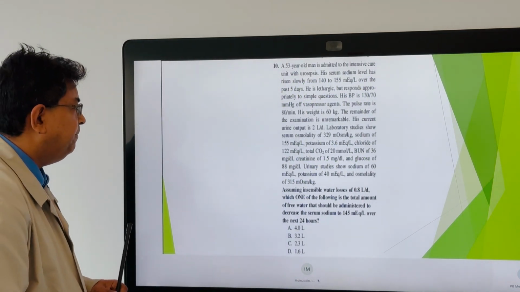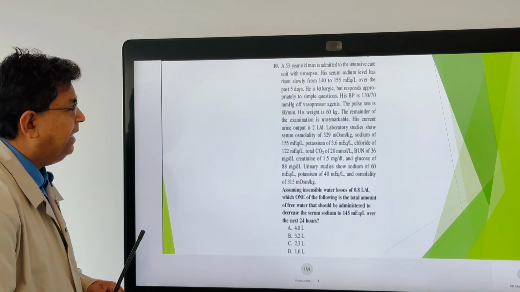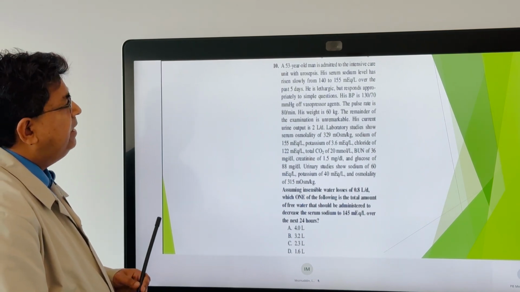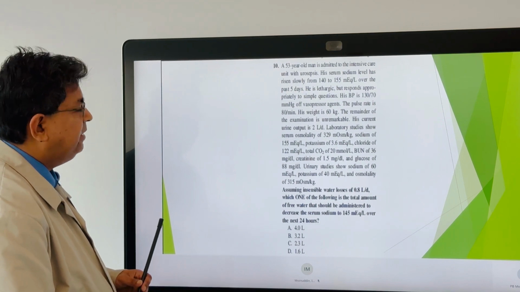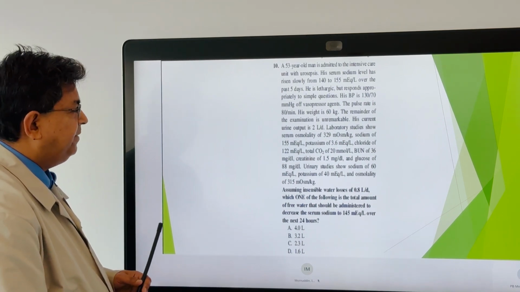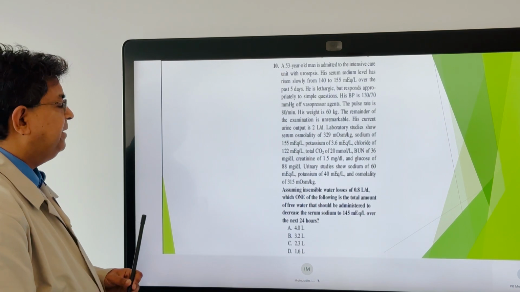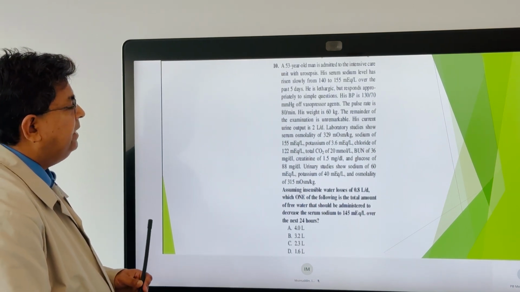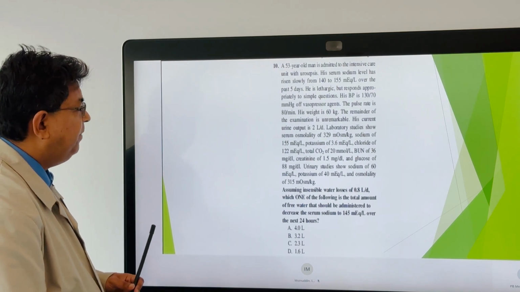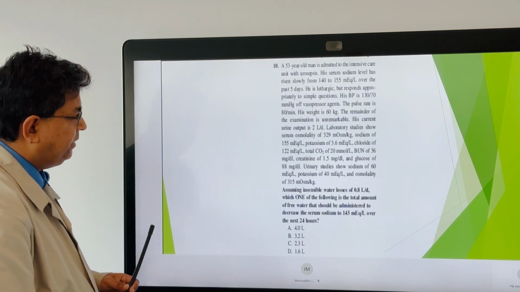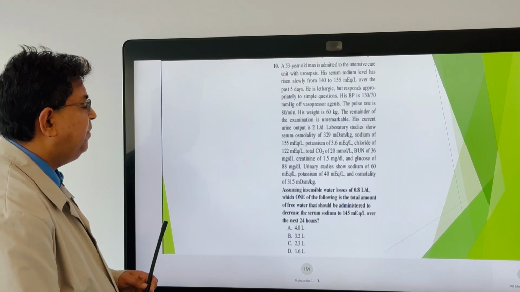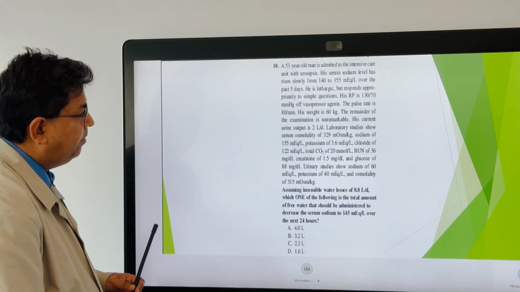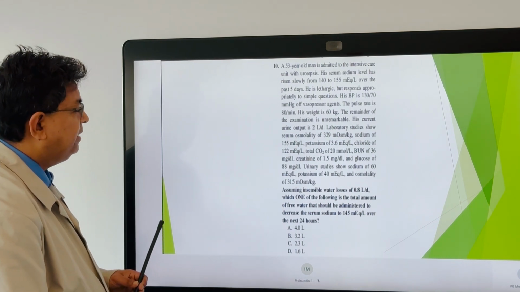Time for a question. A 53-year-old man is admitted to the intensive care unit with urosepsis. His sodium level has risen slowly from 140 to 155 milliequivalents per liter over the past 5 days. He is lethargic but responds appropriately to simple questions. His blood pressure is 130/70 millimeters of mercury off of vasopressor agents. The pulse rate is 80 per minute. His weight is 60 kilograms. The remainder of the examination is unremarkable. His current urine output is 2 liters per day.